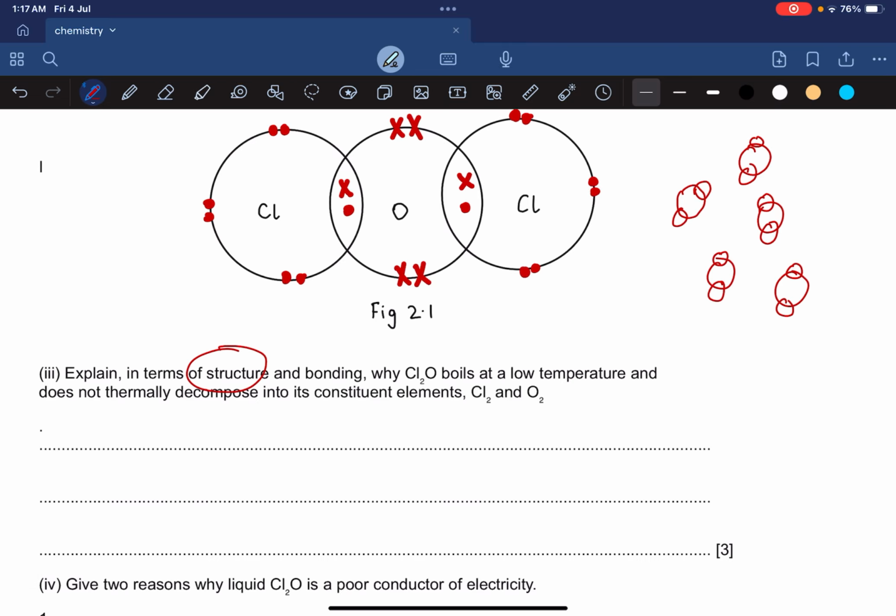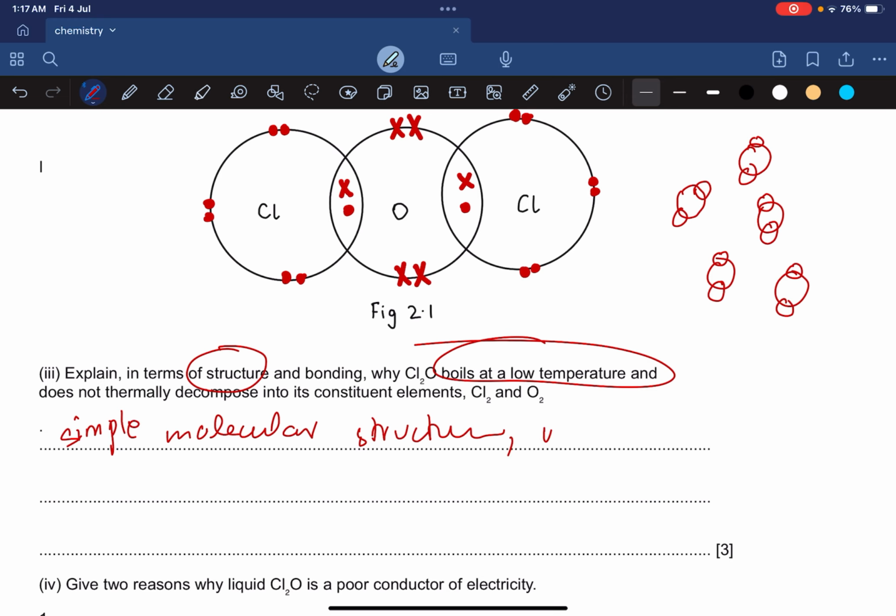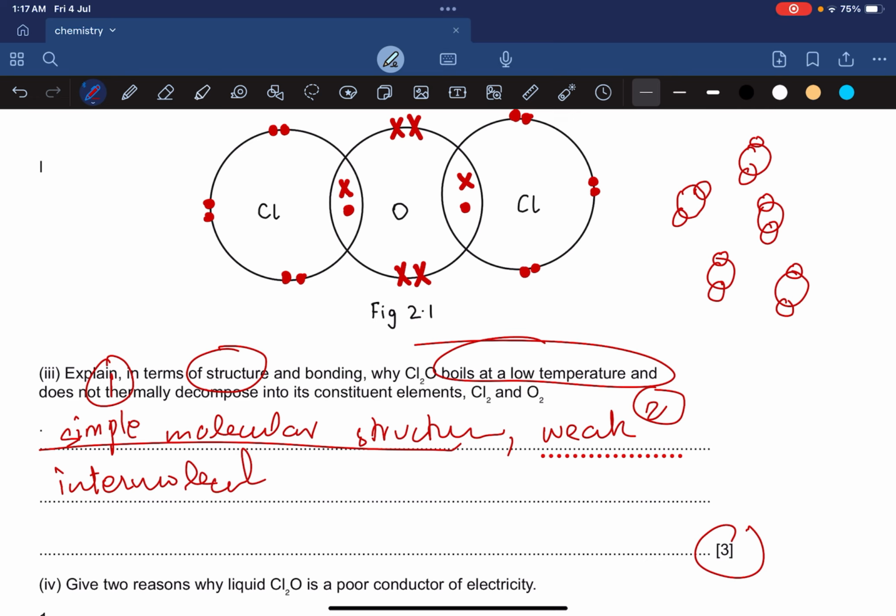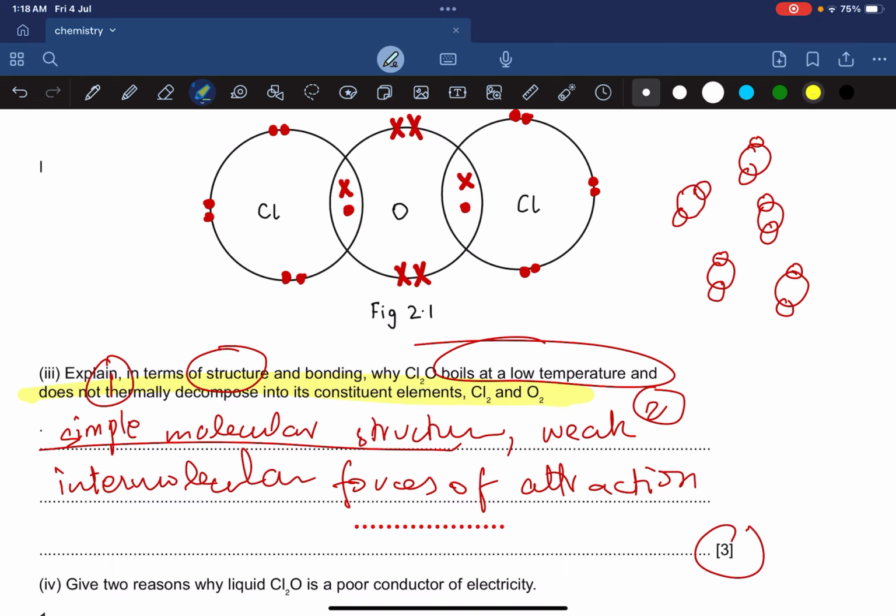Explain in terms of structure. You have to write that it has a simple molecular structure. And why it boils at a low temperature: weak intermolecular forces. I'm just breaking down 3 marks. 1 mark for this structure, 2nd mark for weak intermolecular forces of attraction, and the 3rd mark, the important part, is why it does not decompose into constituent chlorine and oxygen.